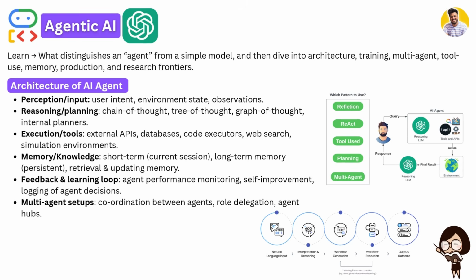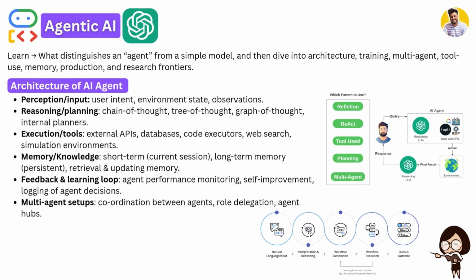First we have perception, that is the input to the AI agent or the environment state. Then its reasoning or planning, which includes chain of thought, what it actually plans, and then its execution by using external APIs, databases, code executors, and web search as well. Then it also uses its memory or knowledge base, for the short term, the long term, along with dynamic memory as well.